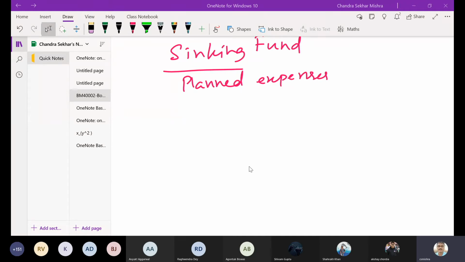Another option is that since you do not need the house for 15 years, you can start investing some amount, and that money accumulates, and in the 15th year, you buy a new house at that time. That is another option. Now, which option should you go for? Which option should one go for?